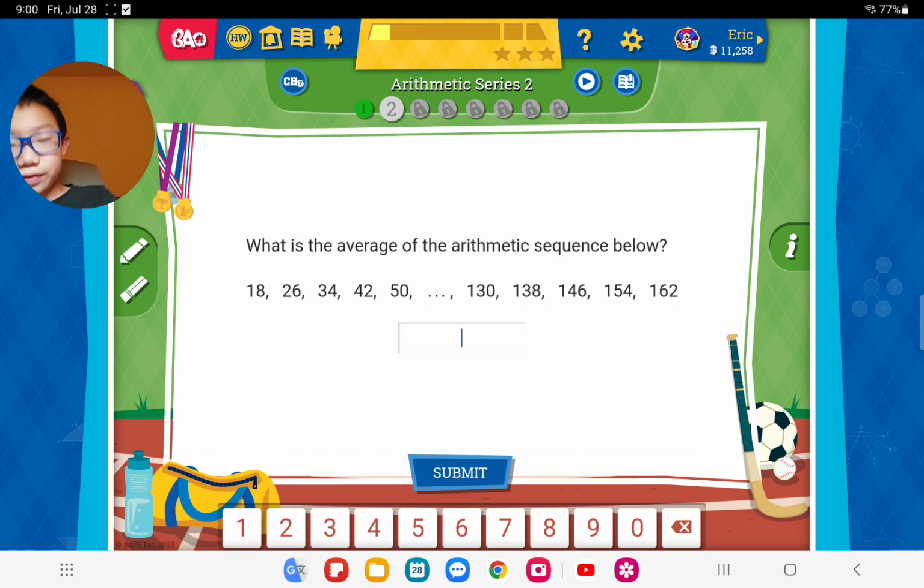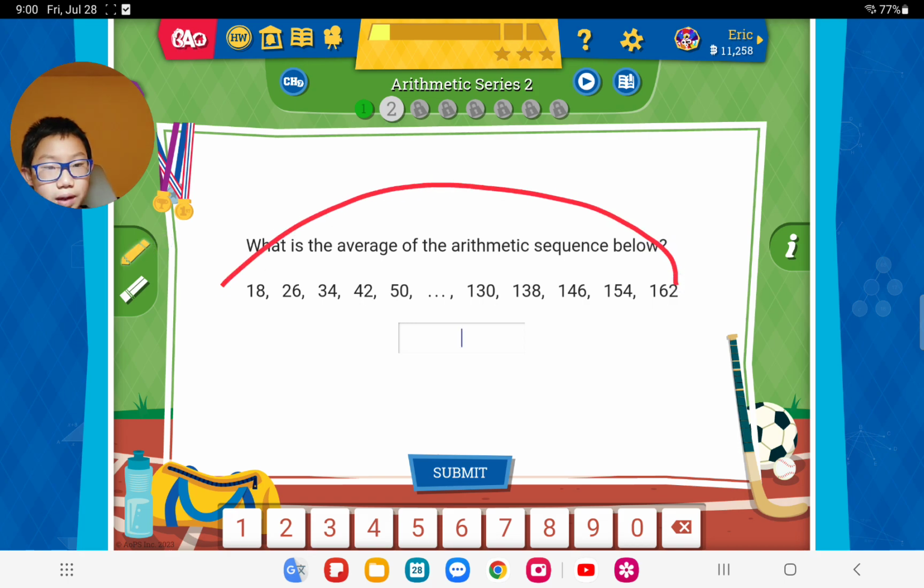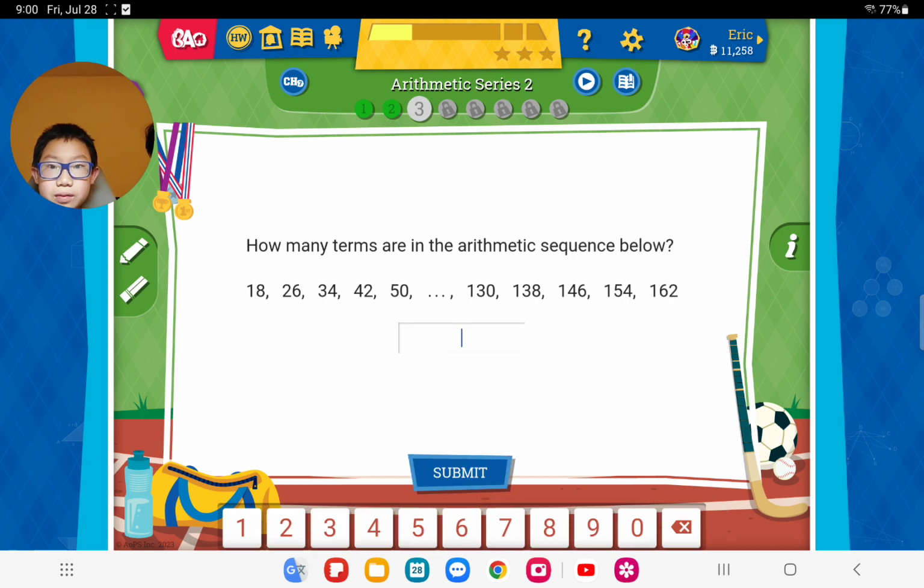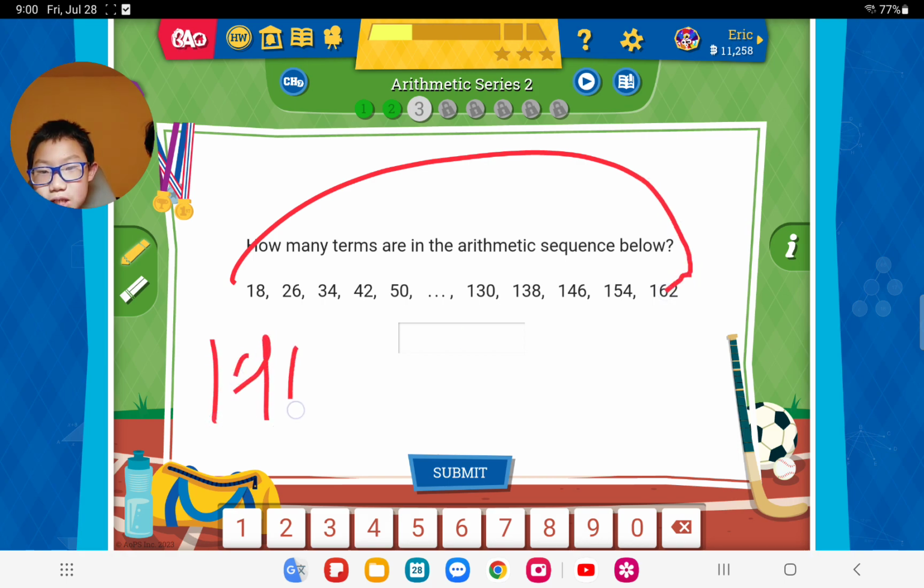What is the average of the arithmetic sequence below? Add them up, so it's 180. What's the average? 90, so it's just 90. Yes, keep going. Easy. Wait a second. Same. Oh yeah, we add both of it, which equals 180.